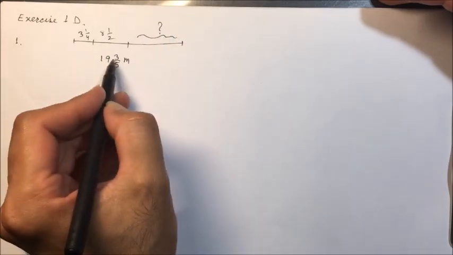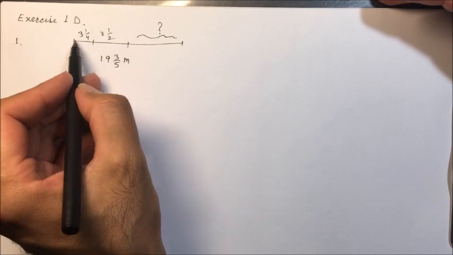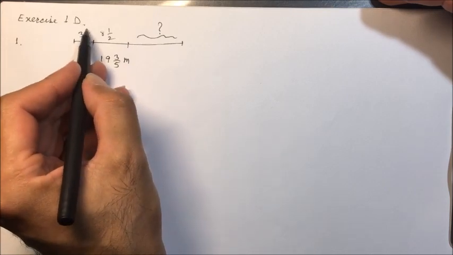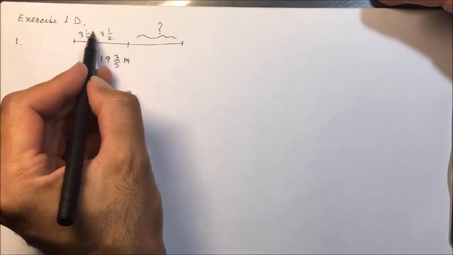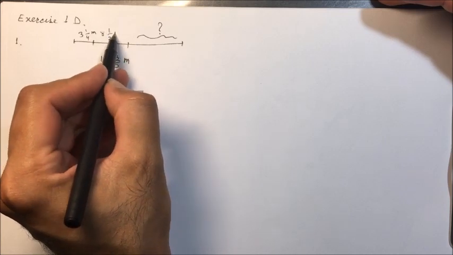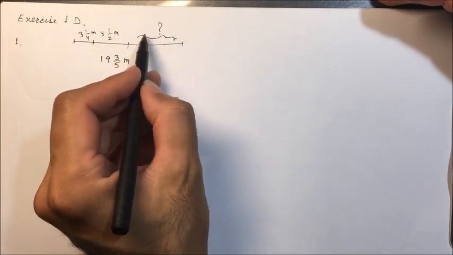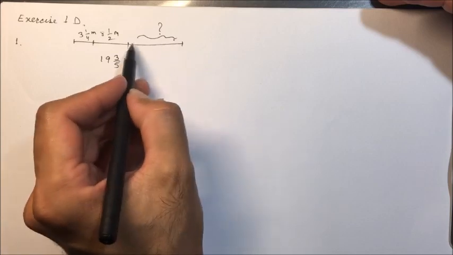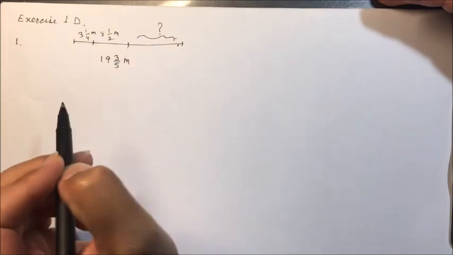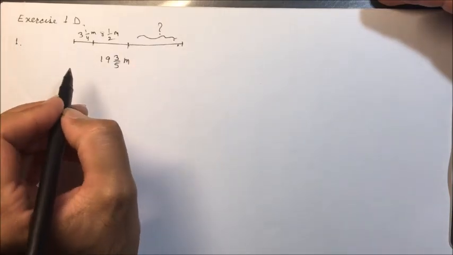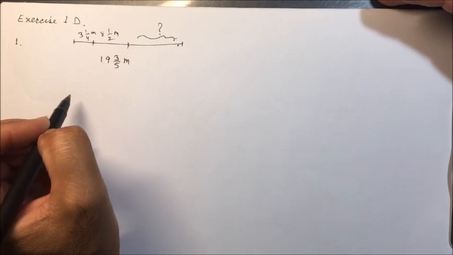So total length is 19 3/5 meters. One piece is of 3 1/4 meters, then the second piece is of 8 1/2 meters. The third piece we have to find. Find the length of the remaining rope. So pause the video and try to solve it yourself.